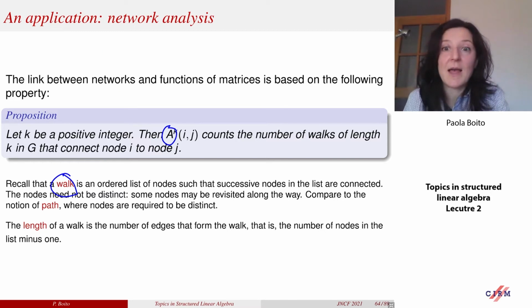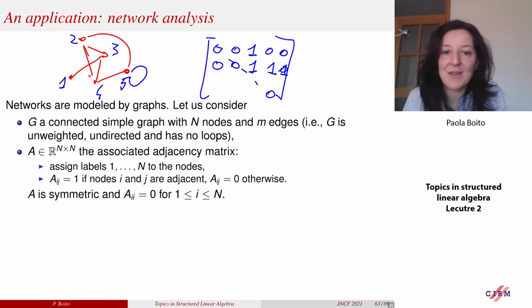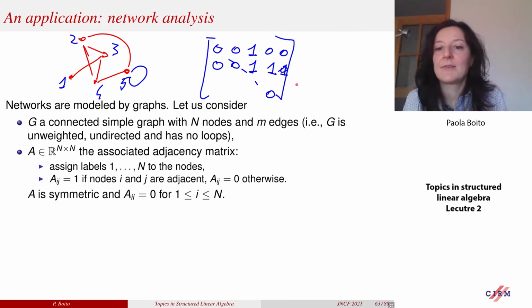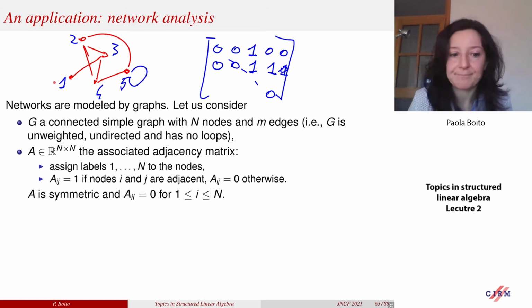So if you fix your graph and fix the labeling of the nodes, so you decide what name you give to the nodes, okay, this labels 1, 2, 3, 4, 5, then the matrix is completely determined. And vice versa, if you have such a matrix of ones and zeros, you can build the corresponding graph.